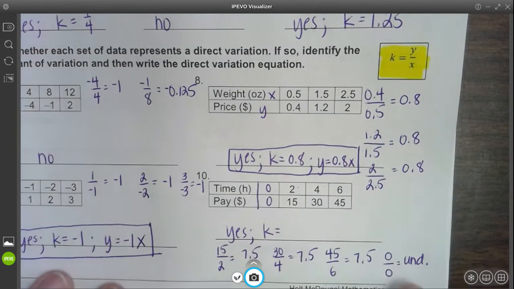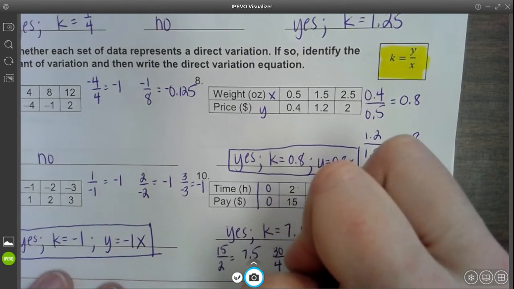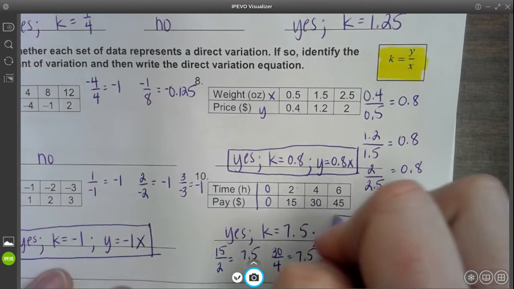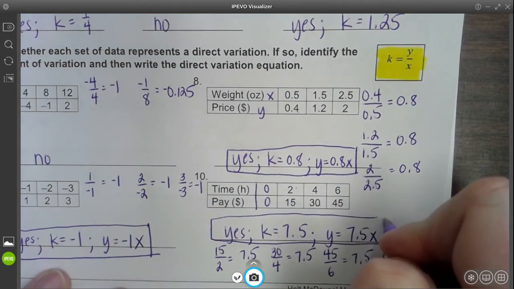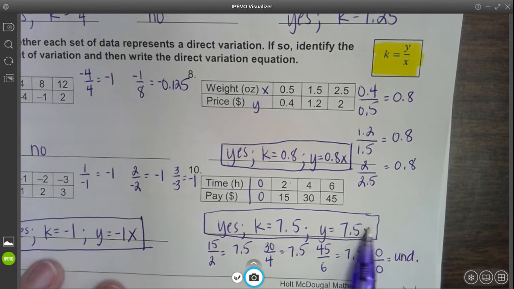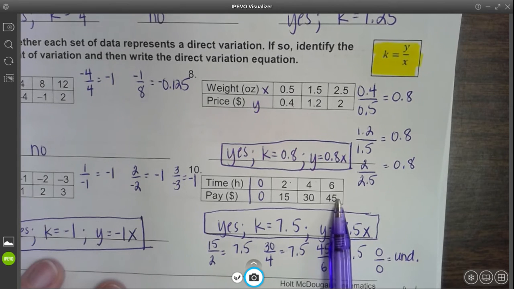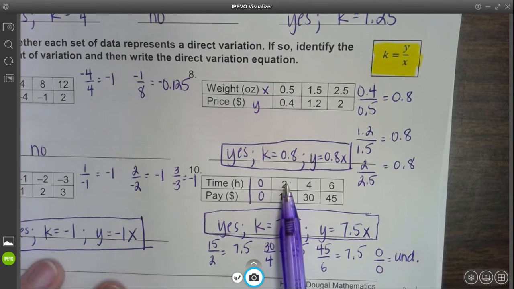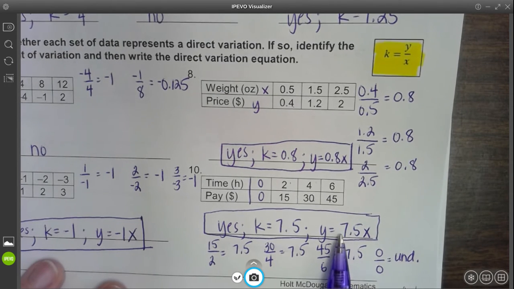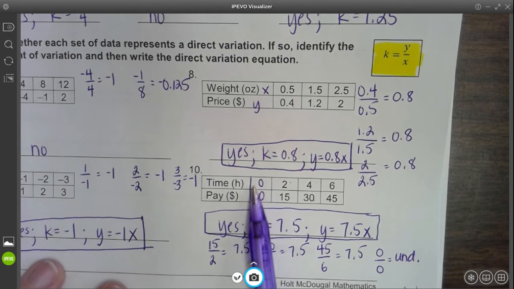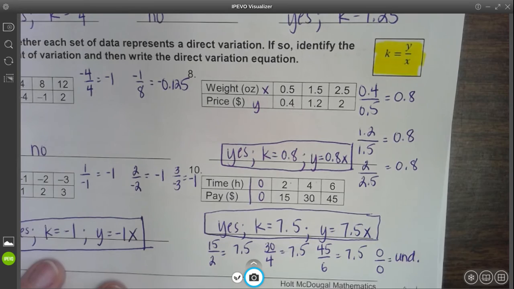Okay, our constant of variation is going to be 7.5. So that means y equals 7.5x is the equation we can use for this table. What that means is for every x value, if I plug that in here, I would get the y. So if I take 6 and substitute it here, 7.5 times 6 would give me the 45. 7.5 times 4 would give me 30. 7.5 times 2 would give me 15. And do you know what? 7.5 times 0 is actually 0. So this one does work in our direct variation equation.